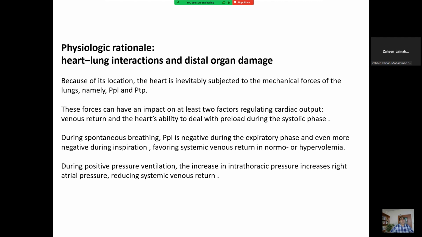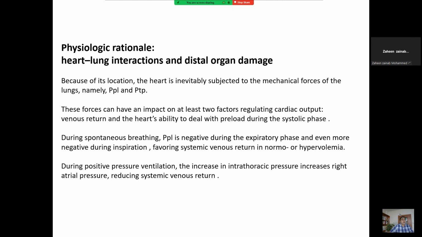Physiological rationale, heart-lung interaction, and distal organ damage. Because of its location, the heart is inevitably subjected to the mechanical forces of the lung, namely pleural pressure and transpulmonary pressure. These forces can have an impact on at least two factors regulating cardiac output: venous return and the heart's ability to deal with the preload during the systolic phase.